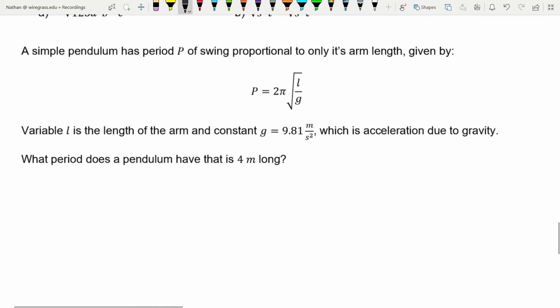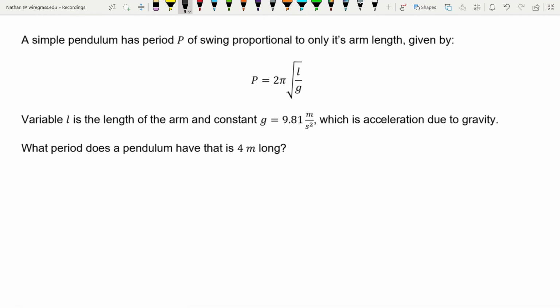Okay. So a simple pendulum, if you don't know what a pendulum is, think of it like a rigid rod, like a stick or something like that with a mass on the end of it. It just swings back and forth like a grandfather clock. That's what a simple pendulum does. It's a very nice, simple case of harmonic motion in physics, and it's given by this formula.